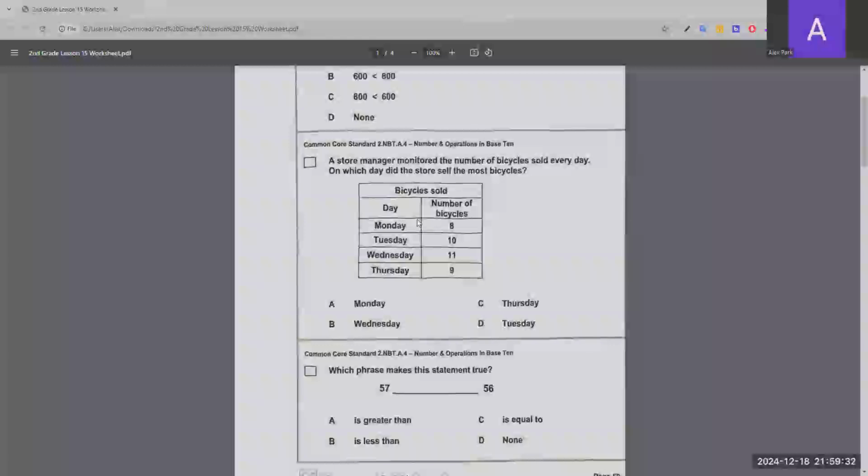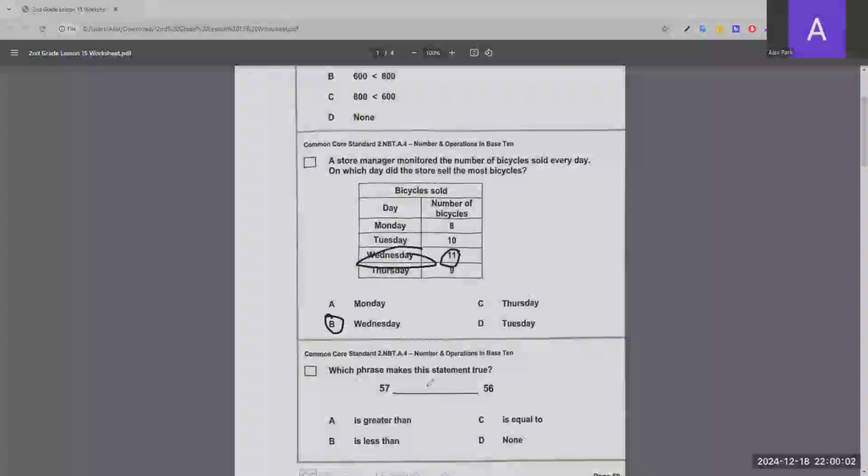All right, next. A store manager monitored the number of bicycles sold every day. On which day did the store sell the most bicycles? So it says on Monday, 8 bicycles were sold, Tuesday, 10 bicycles, Wednesday, 11, and Thursday, 9. So we're looking at the day where 11 bicycles were sold because that's the most. And that would be Wednesday. So B.